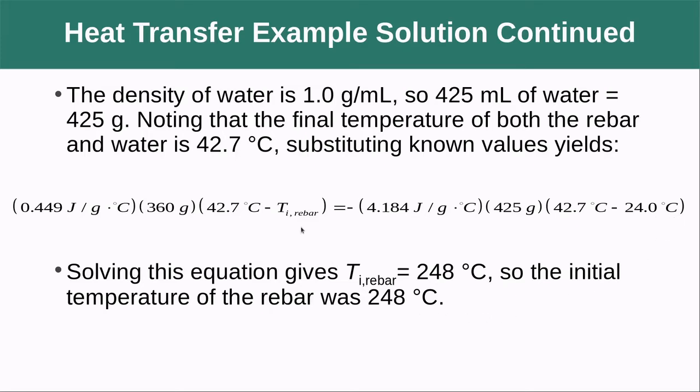Now all we need to do is some algebra, right? We're going to have to distribute these values through here. We're going to have to gather all the terms with Ti on the other side and then divide through. We can determine that the initial temperature of the rebar was 248 degrees C. So that was the initial temperature of the rebar. I have an example in the homework problems where I go through the algebra to do these kinds of problems. So if you're a little curious about that, you can check that.